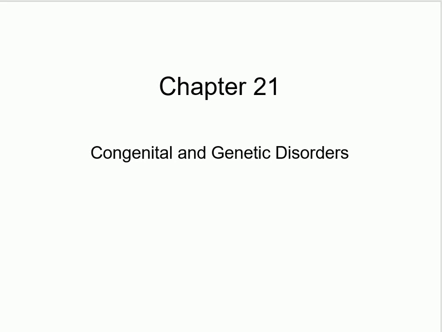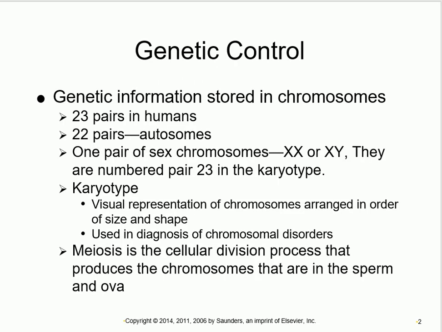Chapter 21, congenital and genetic disorders. And this is just an introduction: we have 23 pairs of chromosomes in the human cells. Each nucleus will have that number, 23 pairs. 22 of them are called the autosomes, and these are just the regular chromosomes that are controlling the whole entire body. The last one, which is number 23, can be XX in females and XY in males.